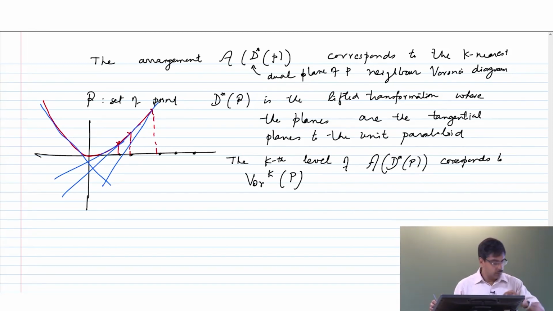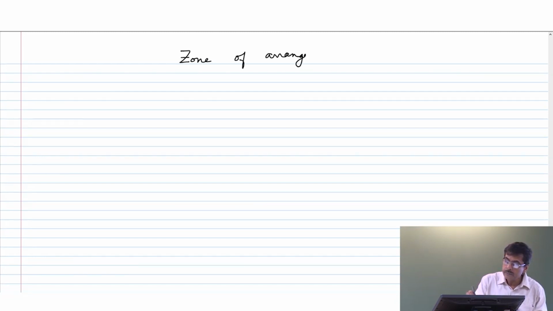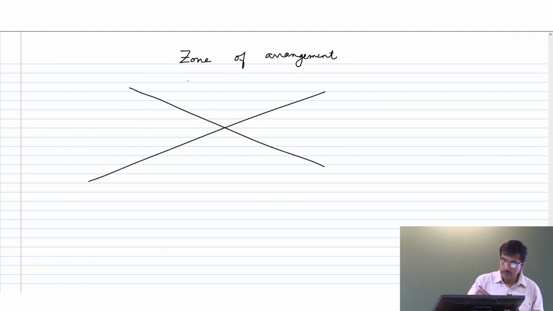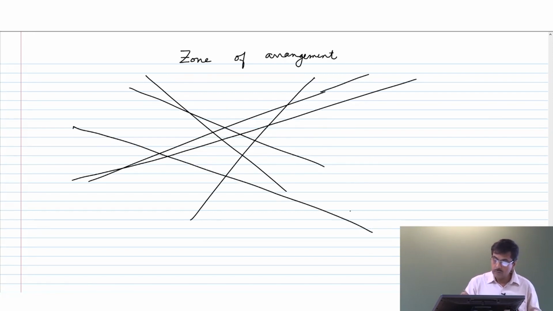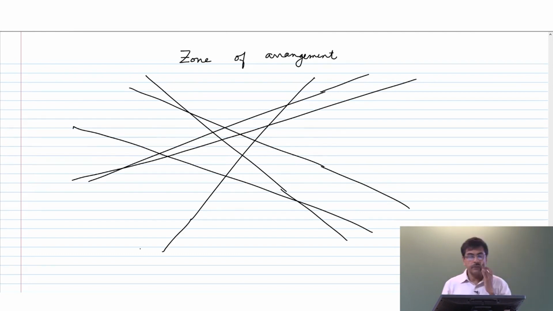All right. Now, I will just take another 5 minutes. My last topic for arrangement is this: I have defined levels, now let me define this thing called zone. So, I again have a set of lines.